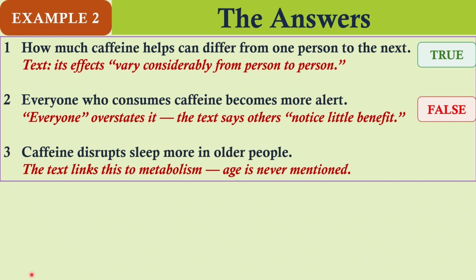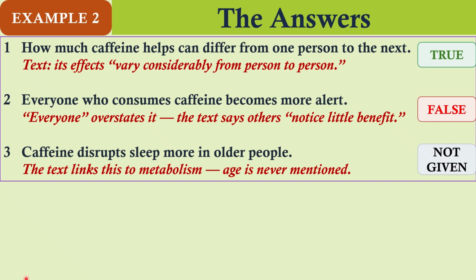Statement 3. Caffeine disrupts sleep more in older people. Be careful. The passage says that the effect depends on an individual's metabolism, but it never mentions age. Since the text provides no information about older people, there's nothing to confirm and nothing to contradict. The answer is not given, not false.